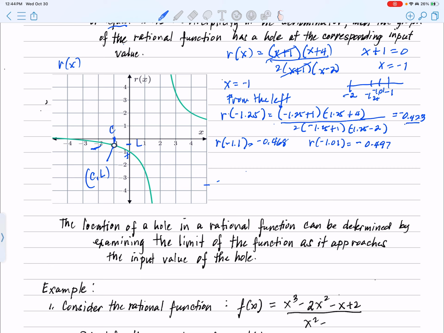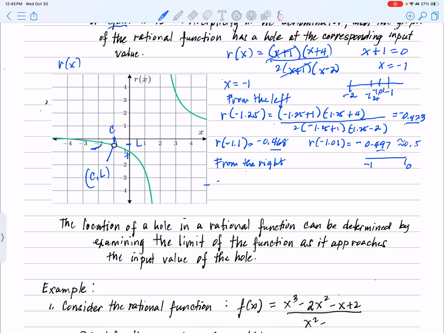0.423, 0.468, 0.497. So the more it is close to -1, the value of y approaches approximately 0.5, right? Closer to 0.5. So let's do the same thing from the right. From the right of -1, this is our -1, this is 0, right?